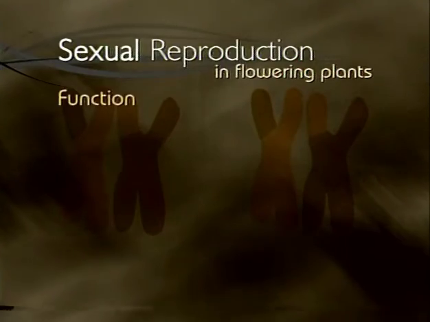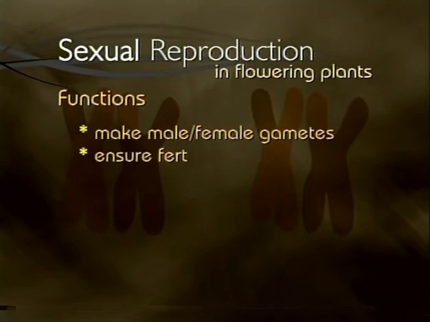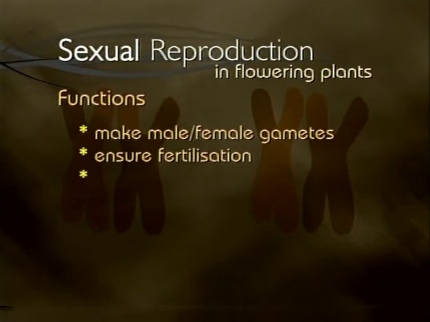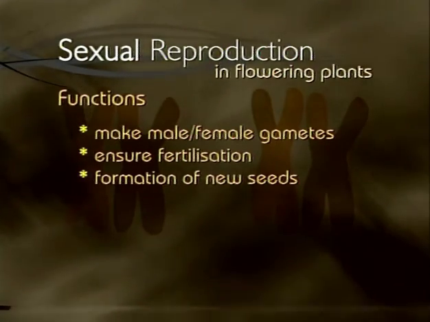Angiosperms, or commonly called flowering plants like human beings, have male and female sex organs. These male and female sex organs are found within a flower. The function of the flower is to produce male and female gametes and to ensure their fertilization so as to produce a seed which helps in the reproduction of a plant. So let us now study the structure of a flower.